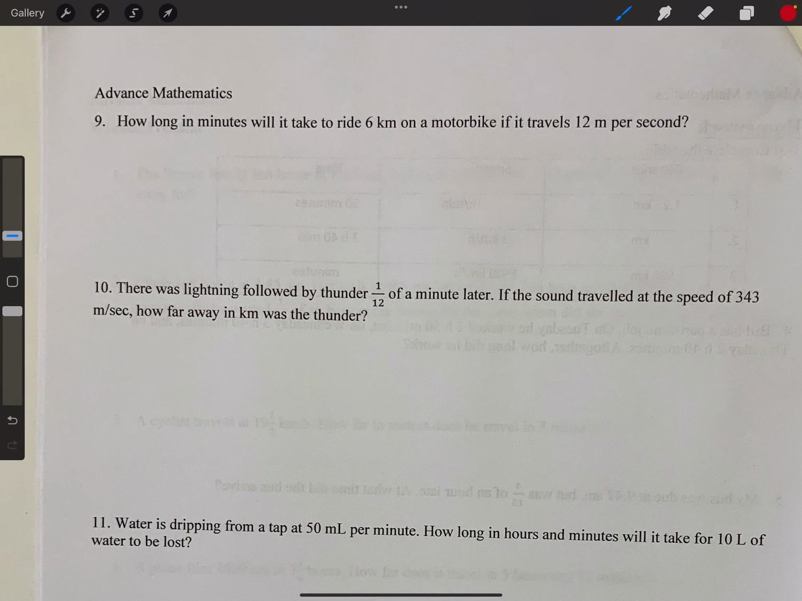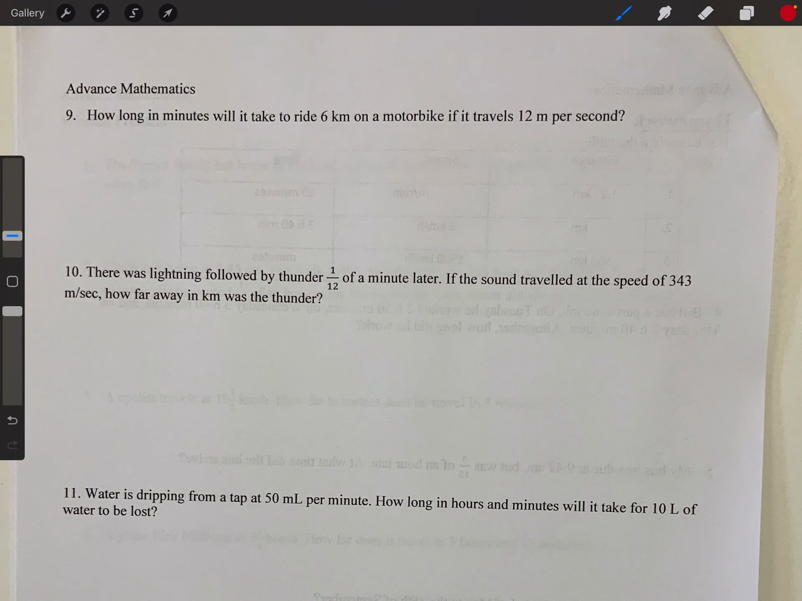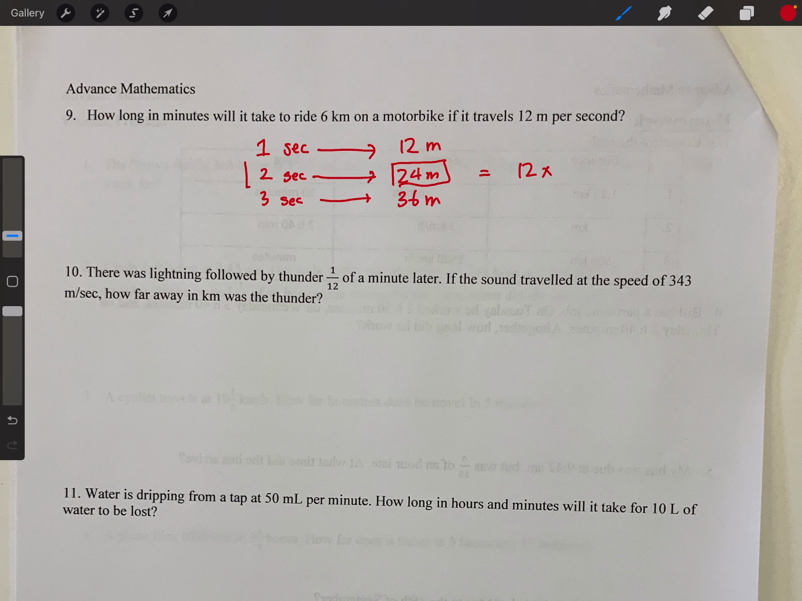How long in minutes will it take to ride 6 kilometers on a motorbike if it travels 12 meters per second? Okay, so what it means is that in 1 second, you're going to travel 12 meters. In 2 seconds, you're going to travel 24 meters. In 3 seconds, you're going to travel 36 meters, and so on. You can see the pattern, right? So to get to these numbers, all you got to do is just multiply 12 by whatever seconds you got. So in this case it's 2, so this one will be 24. In this case it's 3, times it by 3 seconds, and you get 36, and so on.